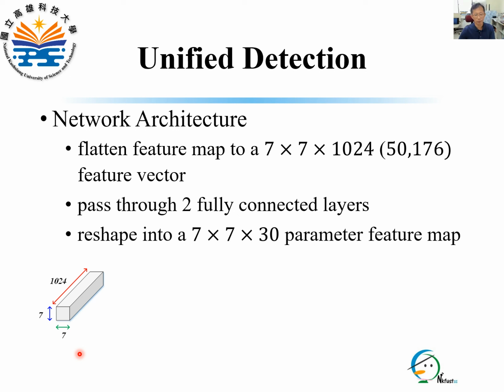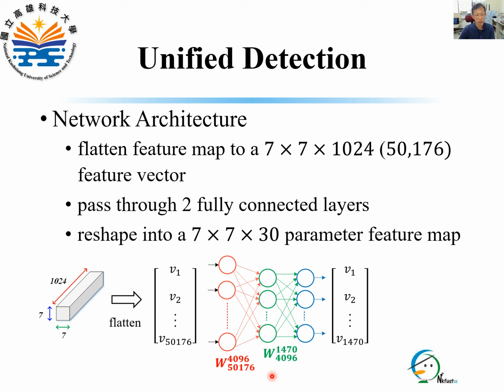The obtained feature map is then flattened to a 50,176 dimensional feature map. By passing through 2 fully connected layers, YOLO v1 outputs a 1470 dimensional feature map and finally reshapes it into a 7x7 by 30 feature map. Based on this predicted feature map, we then talk about the detection process to produce object classes and bounding boxes.